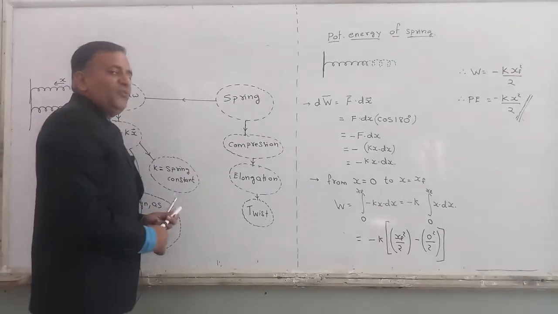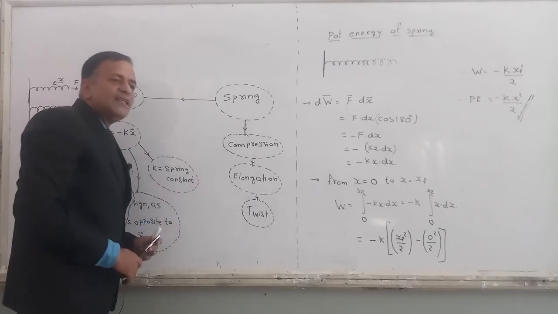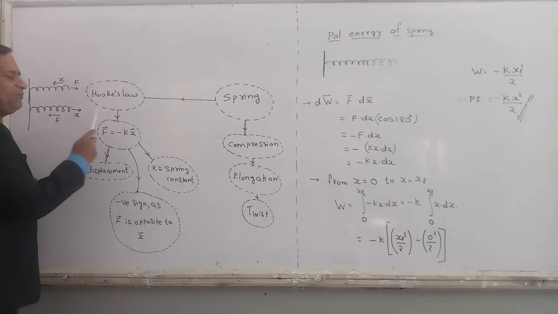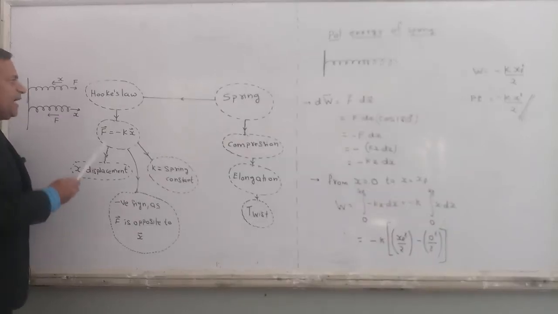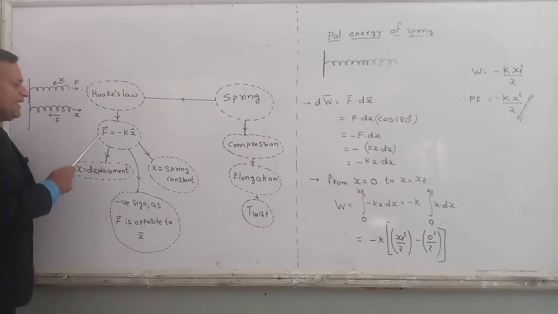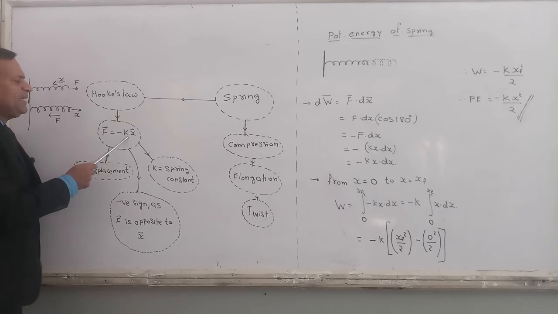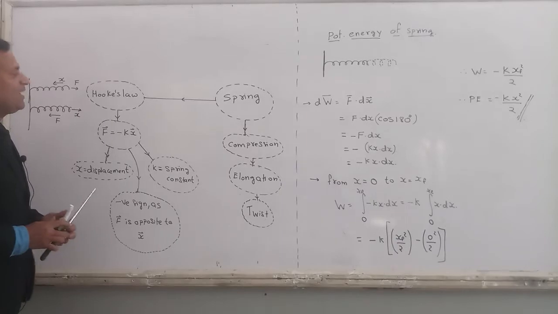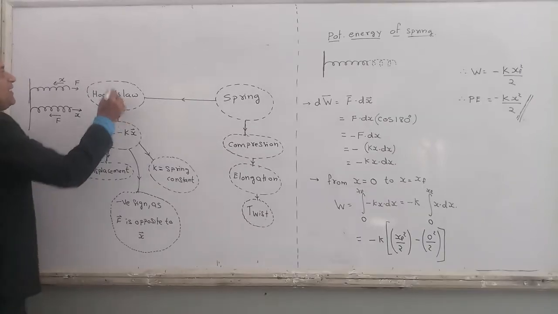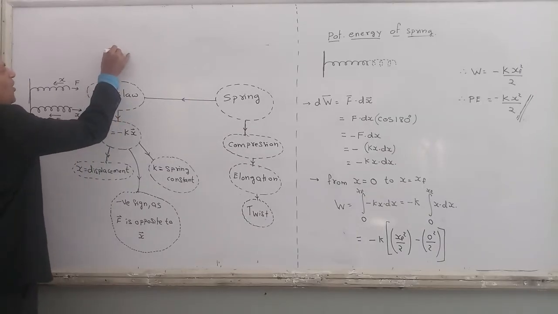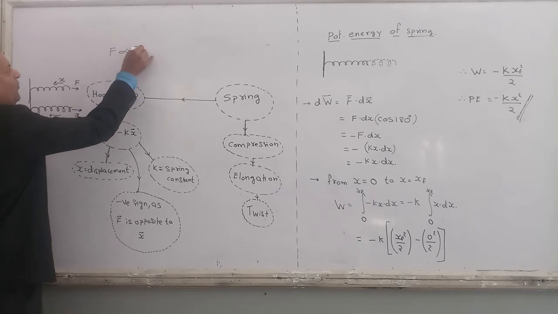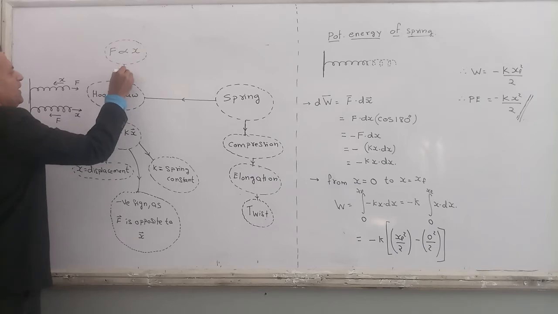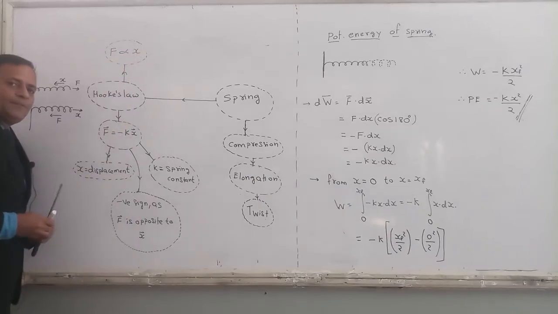Now coming to the force that is generated in the springs. That force is given by Hooke's law. And what does Hooke's law say? Hooke's law says F is equal to minus kx, or F is proportional to x. The statement of Hooke's law is: the force applied by a spring or force applied on a spring is directly proportional to the displacement of the spring.